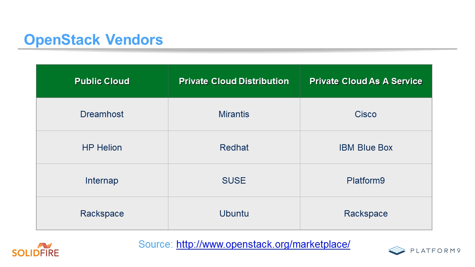And if you look at that space, it is a thriving ecosystem with many partners that are delivering OpenStack in these various consumption models, and you see that here in the public cloud space, private cloud distribution, and also as private cloud service. And all these vendors can be found in the OpenStack.org website under their marketplace page.